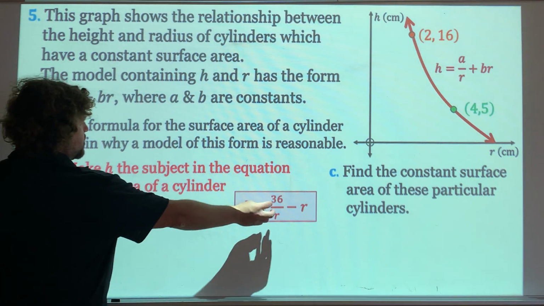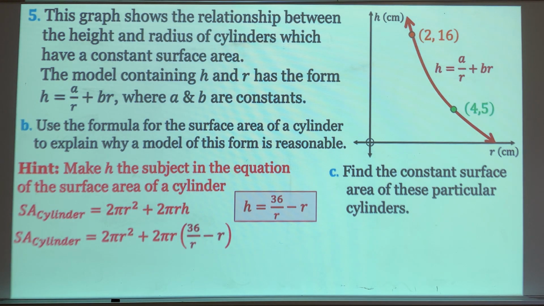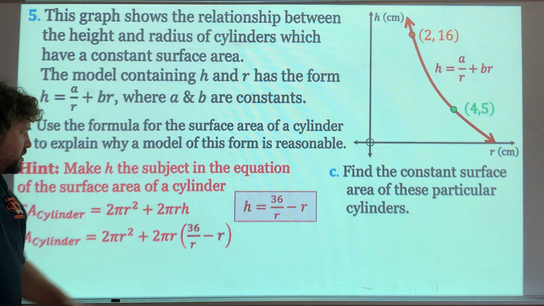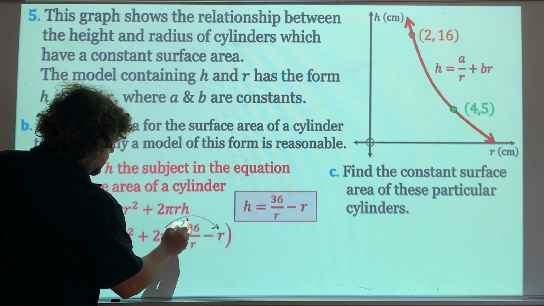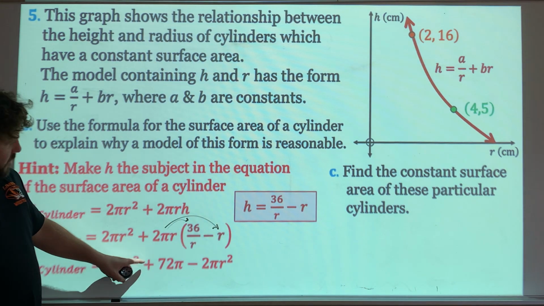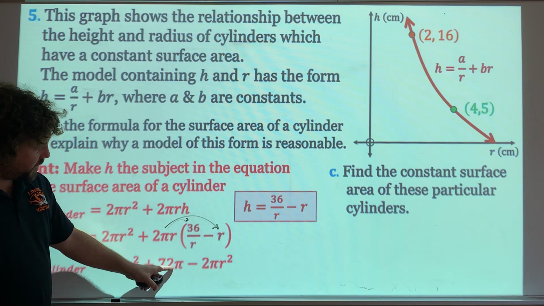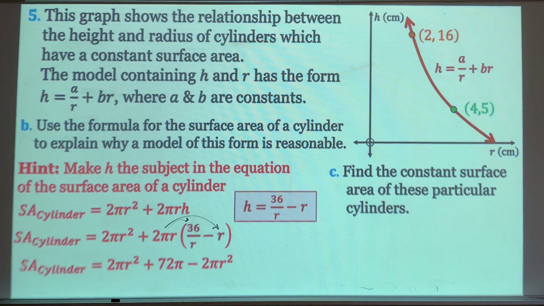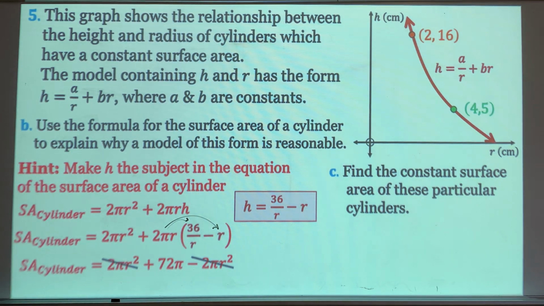So what can we do with this H? We can plug it into the equation. So 2 pi r squared plus 2 pi r times 36 over r minus r. So I can take this, and I can actually distribute that. You get 2 pi r squared plus 72 pi r over r, so the r's cancel out, so it's just 72 pi, minus 2 pi r squared. All right, does anything here cancel? Look at that and a negative. That cancels out. Surface area of the cylinder, therefore, is 72 pi.